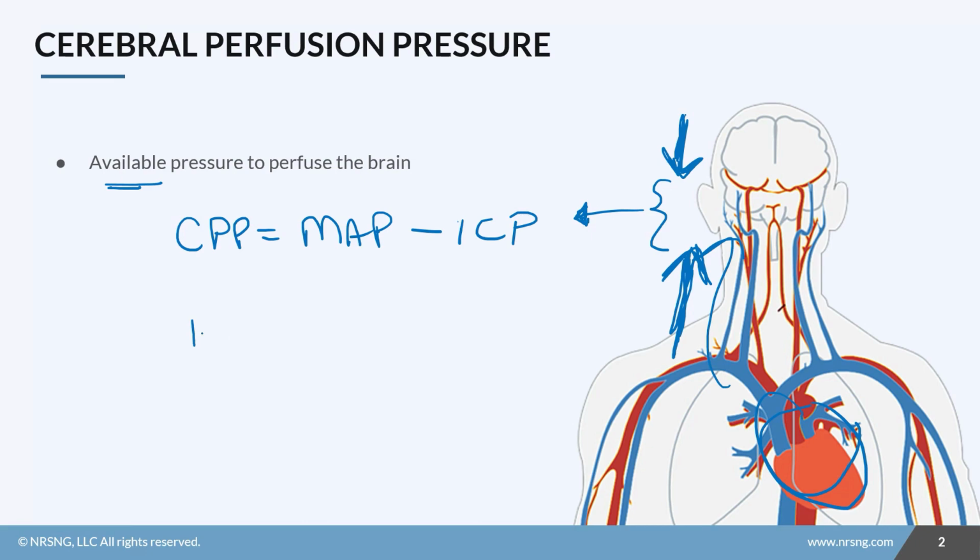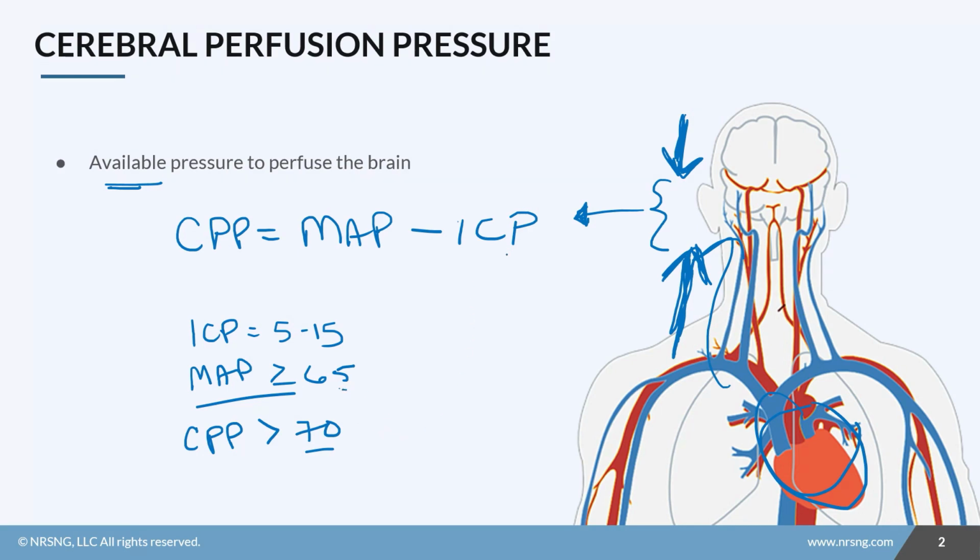Now, we know that ICP is usually about 5 to 15. Mean arterial pressure, we usually want to keep above 65. But actually, what we want for the CPP is for it to be greater than 70, okay? So sometimes that means we need to get that mean arterial pressure up a little bit higher.